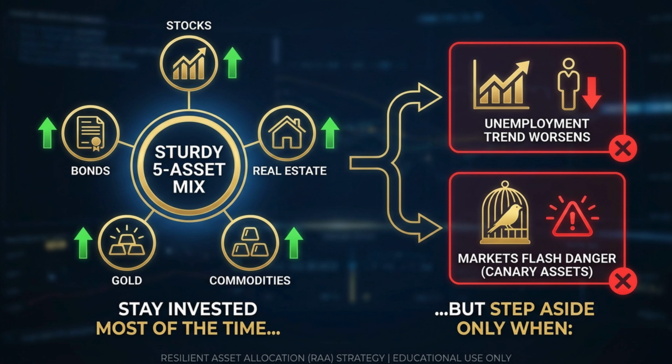Here's the hook. Each RAA tries to avoid the classic mistake of jumping in and out too often. Instead, it stays invested in a diversified portfolio most months. Then, it only hits the brakes when two separate warning systems agree. Think of it like driving. You don't slam the brakes because the sky looks cloudy. You slow down when the road is icy and your traction control light comes on.